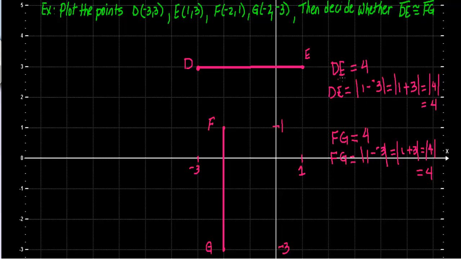So now I know that DE, notice that I have found the distance between DE, which is 4, and the distance between FG is also 4. So these distances are equal. That means that if the distances are equal, I can say that the segments are congruent, and that's what they were asking you to do. Are the segments congruent? Yes, they are.